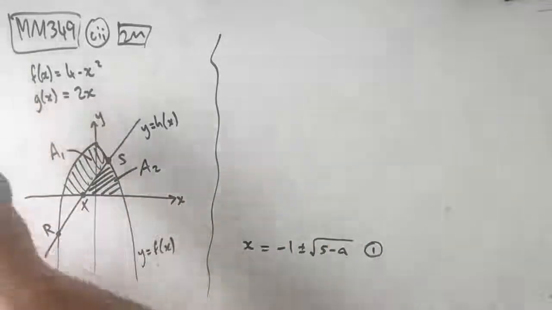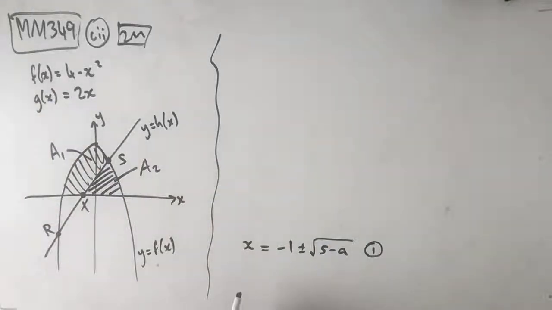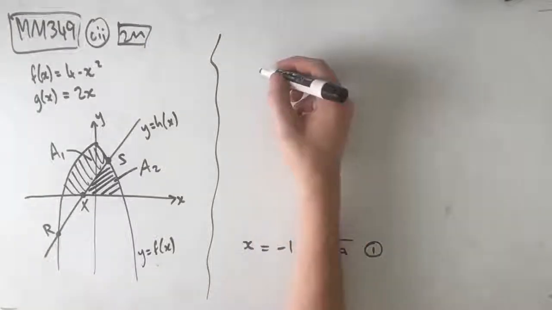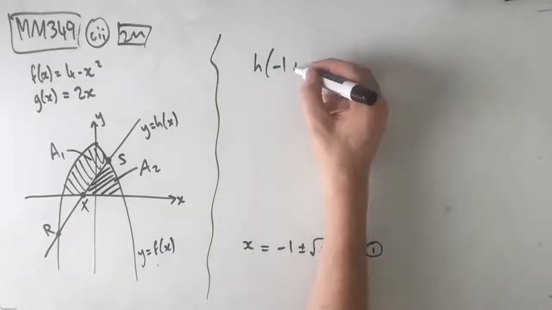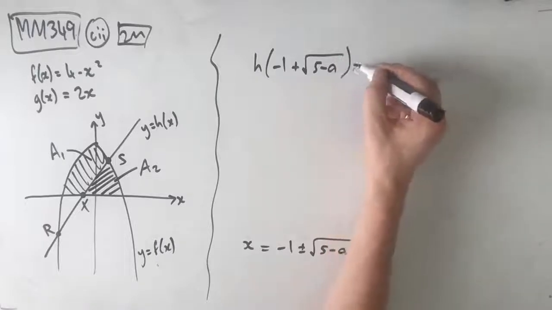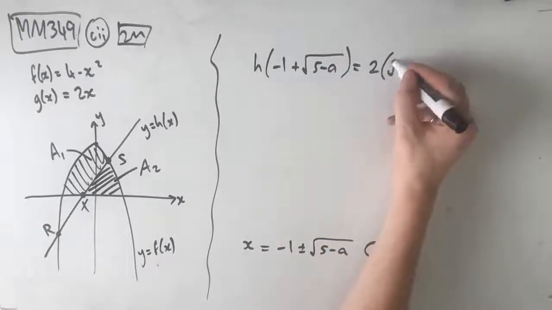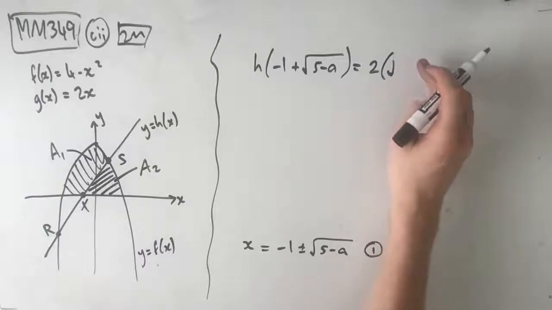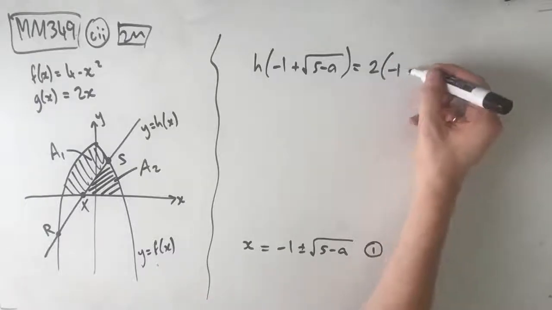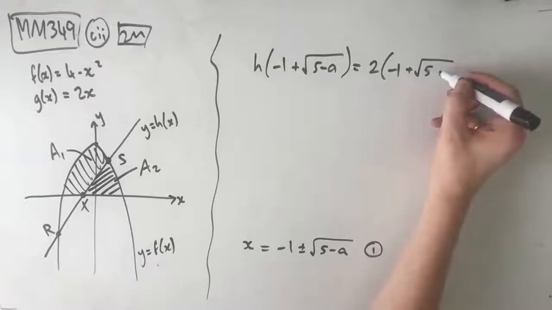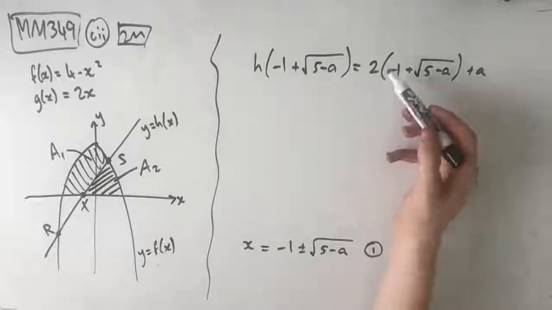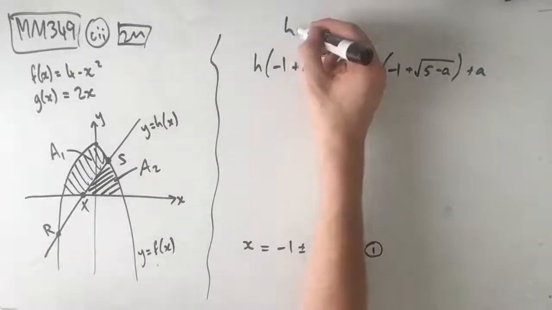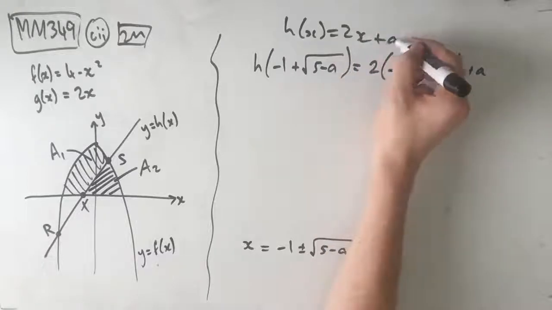But we're not done. We need our coordinates. We're looking for R and S, the points of intersection. So h of negative 1 plus root 5 take a, because that's our x value, is equal to 2 times negative 1 plus root 5 minus a, and then plus a, because h of x equals 2x plus a.